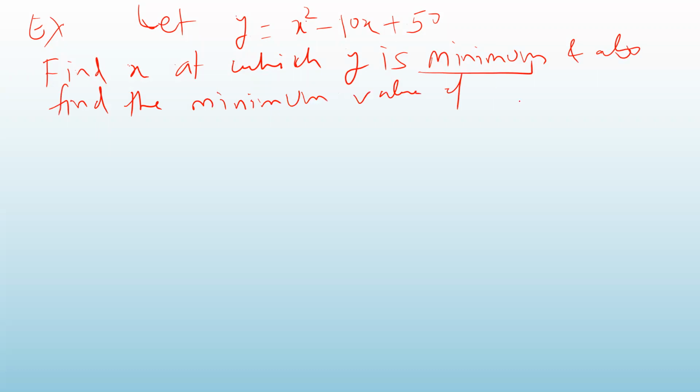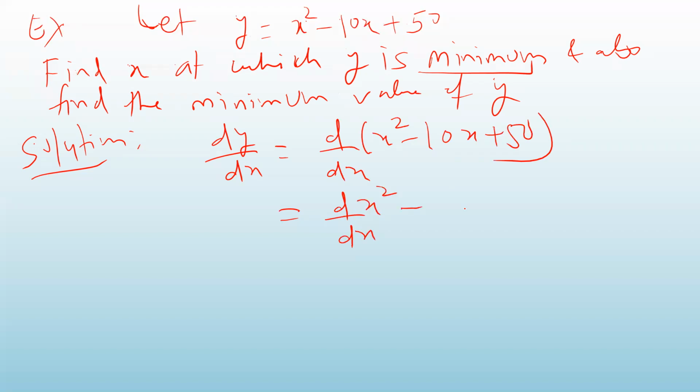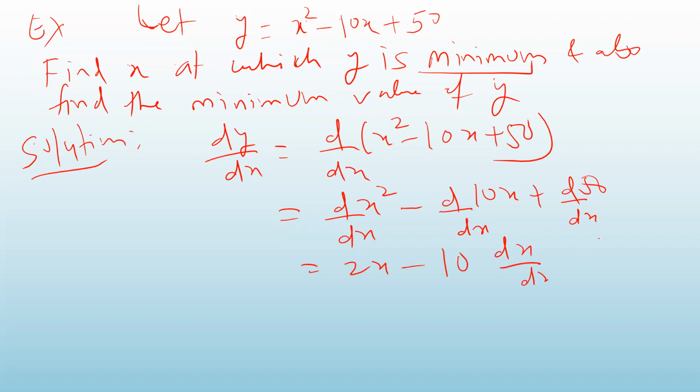As per our step-by-step method, first we will find the first order derivative of y. That is my first step, right? Find dy by dx, that means you find the derivative of y. Y is x square minus 10x plus 50. Its derivative is derivative of x square minus derivative of 10x plus derivative of 50. Derivative of x square is 2x, 10 will be taken out, and this is derivative of x. This will be 0 because 50 is a constant. So you will get 2x minus 10. Derivative of x is 1. So the first order derivative is coming as 2x minus 10.